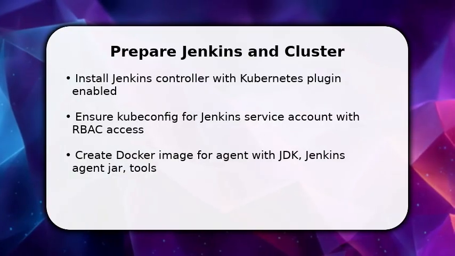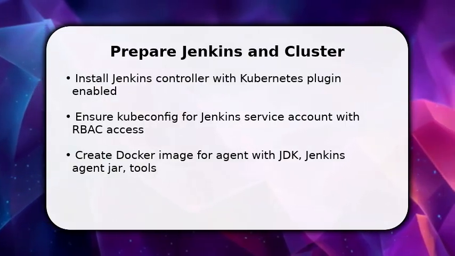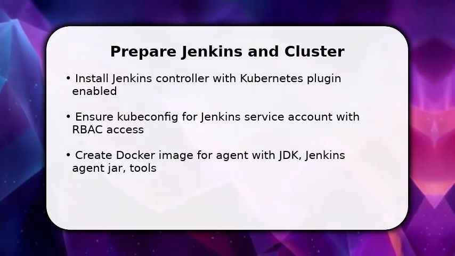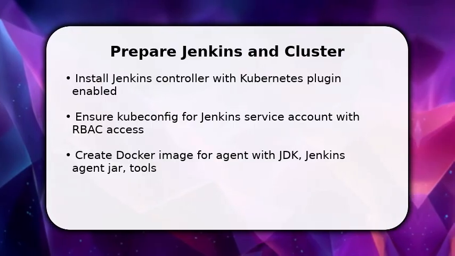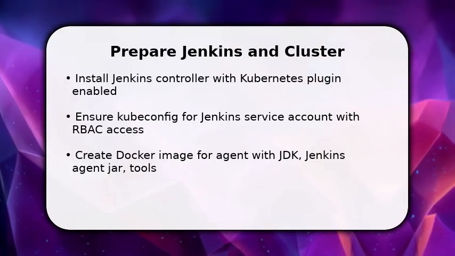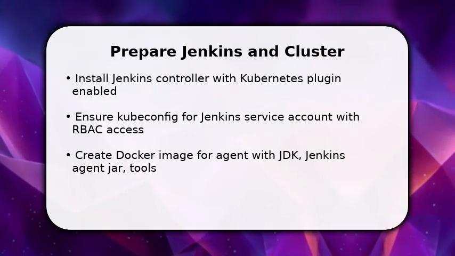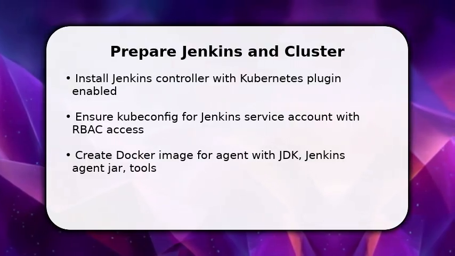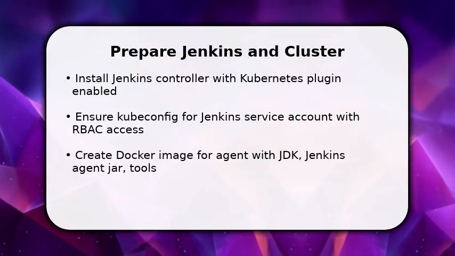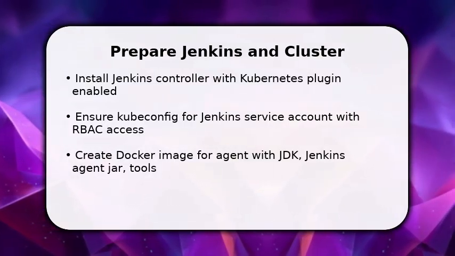You start by preparing Jenkins and the cluster so agents can launch securely. Install the Kubernetes plugin in Jenkins, then create a service account and kubeconfig with minimal RBAC for pod creation. Build or pick a cloud-native agent Docker image that contains JDK, the Jenkins agent jar, and any build tools you need. Once done, push the image to a registry accessible by the cluster and add credentials to Jenkins so it can pull images. This establishes the foundation for pod-based agents.